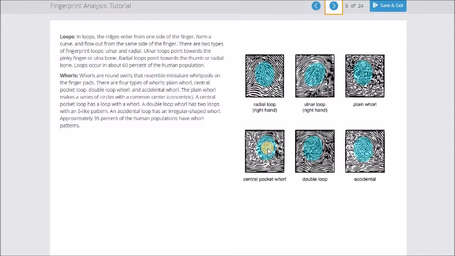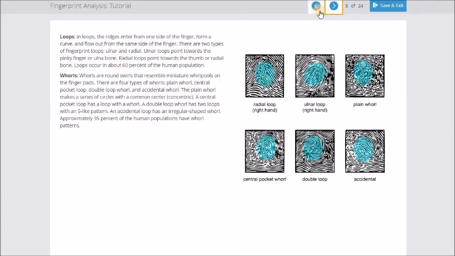You have a central pocket whorl, whatever that is. This is crazy. You have a double loop, one coming this way and one going this way. And then you have something called accidental, which I guess just covers everything else. But about 60% of the population have loops.